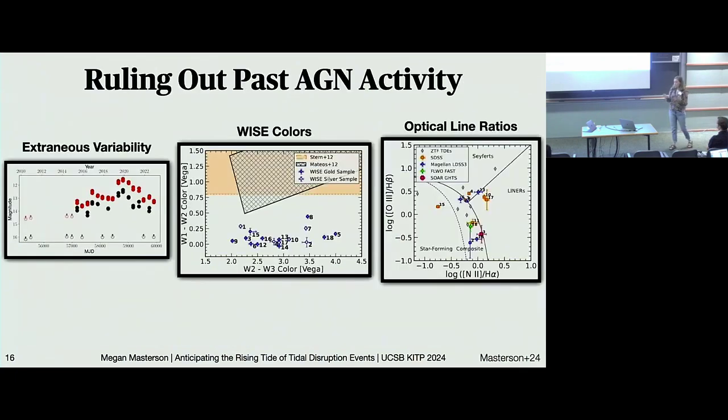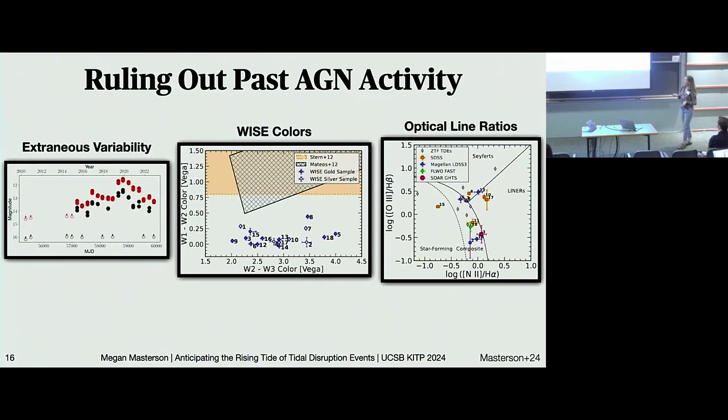So to rule out past AGN activities, we're constructing this sample. We made a number of cuts. The first is that we excluded anything with extraneous variability. I'm showing one example of something that wouldn't make the cut here because it's just too highly variable before the key flare.